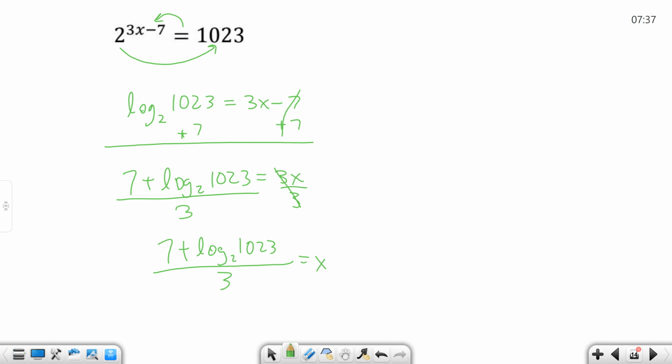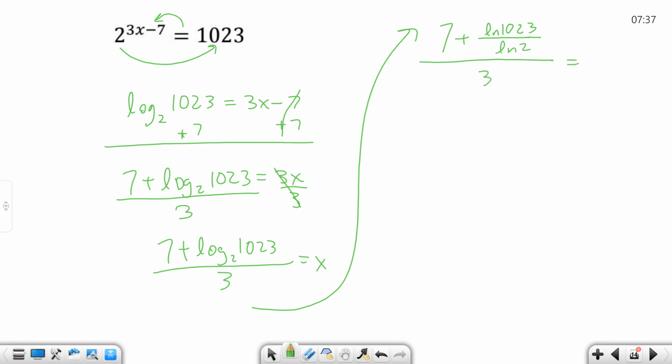But when I get ready to plug this in, if I have where I can choose my own base, then I can do this. If not, I've got to change the base. So let's see what that looks like. If I change my base here, it's going to be 7 plus, and I'm going to do the ln of 1,023 over the ln of 2, all over 3, and that equals x. So I have a fraction inside a fraction here.